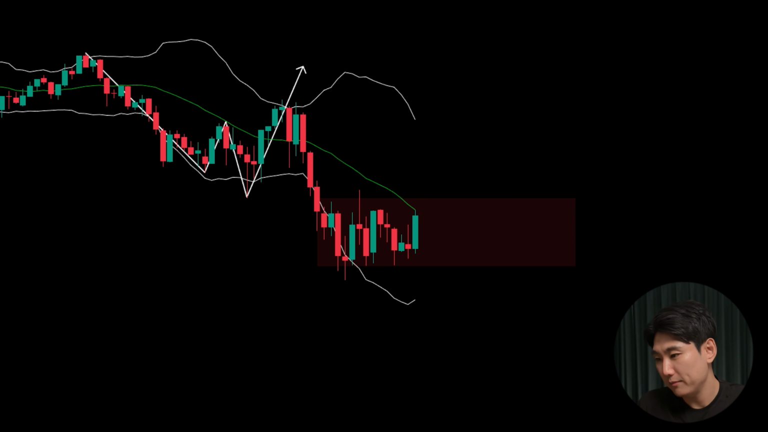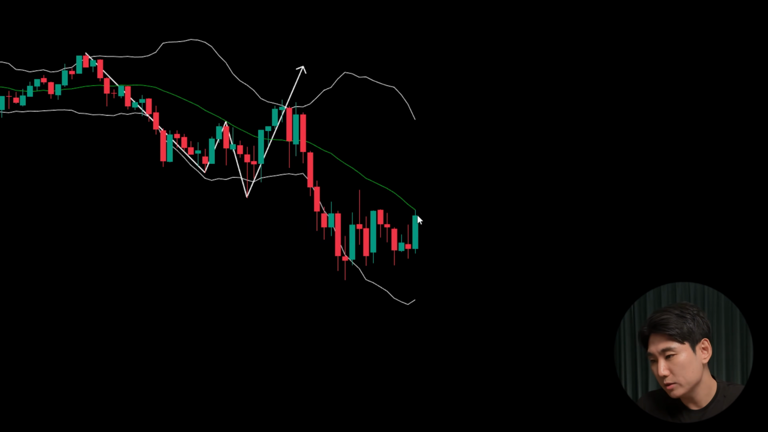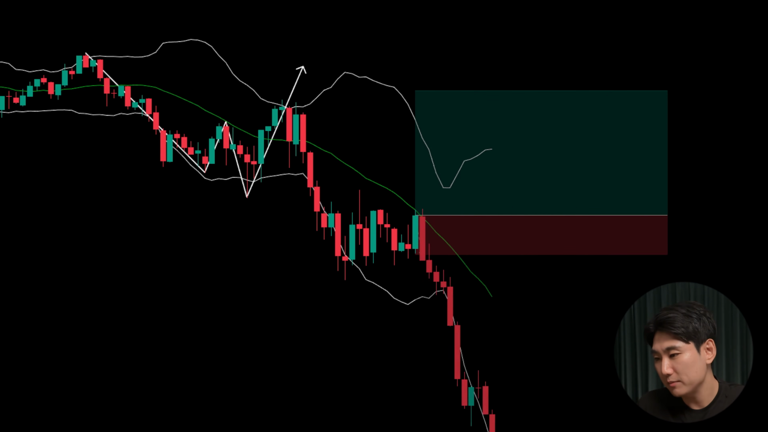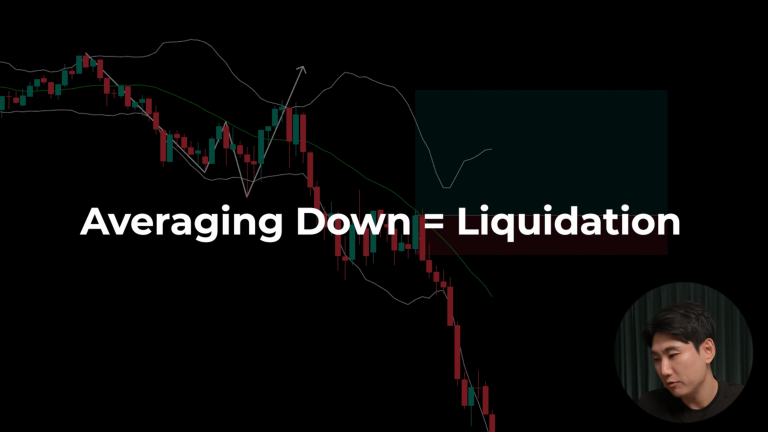It even breaks my planned stop by a lot, but I see sideways action and think maybe it bounces here, so I add again. Then it drops again. I'm far past my stop, and my size is big. In the end, I just average down into liquidation.